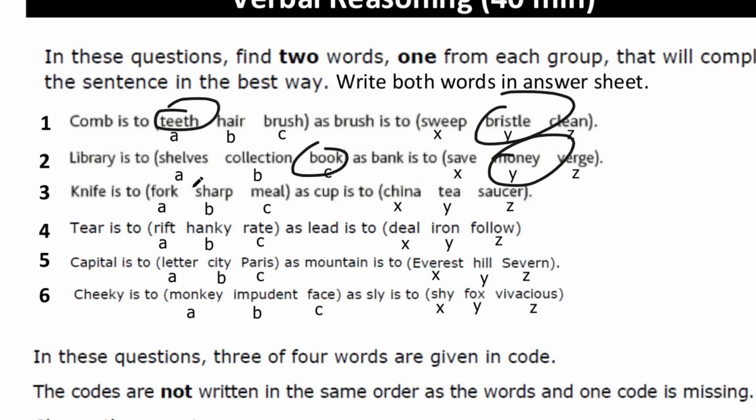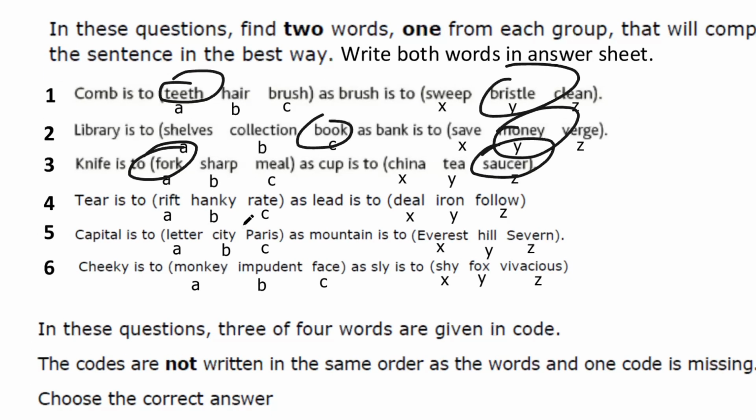Question 3, a knife has its pair, a fork, and you normally hear a cup and saucer together. These are pairs.